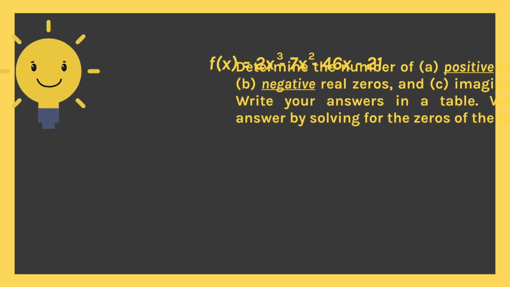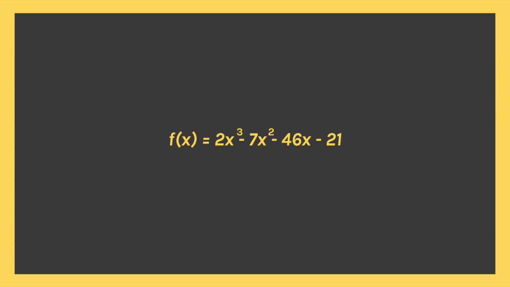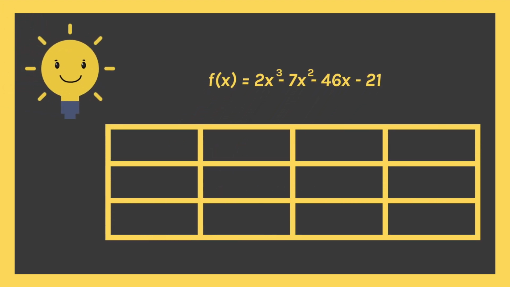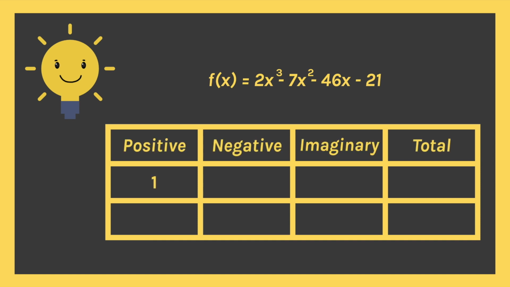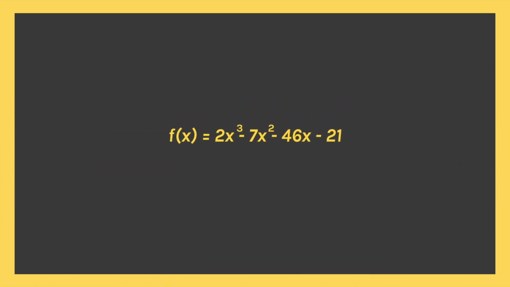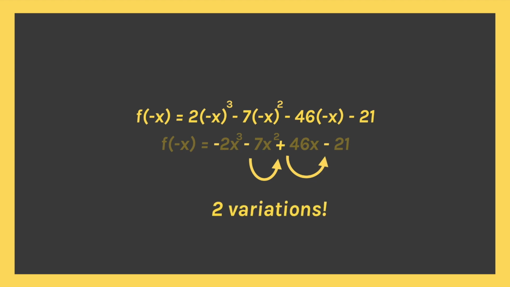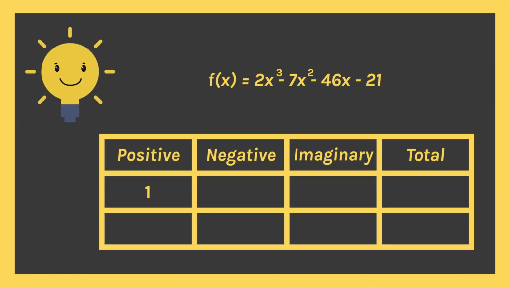Again, we first look at the variations of the signs. In this, we can see that there is only one variation. Construct the table and write 1 on the corresponding column. Next, substitute x with negative x and simplify. Now, we can see that there are 2 variations. Write this in the negative column. Again, look at the degree of the polynomial. This is the total number of roots.